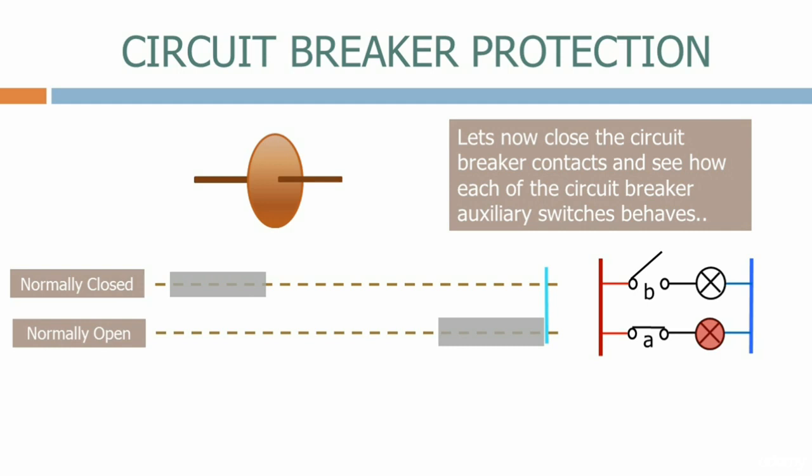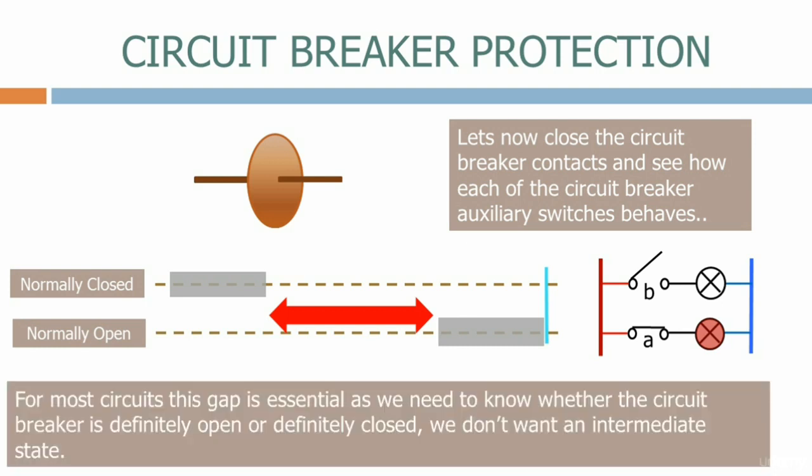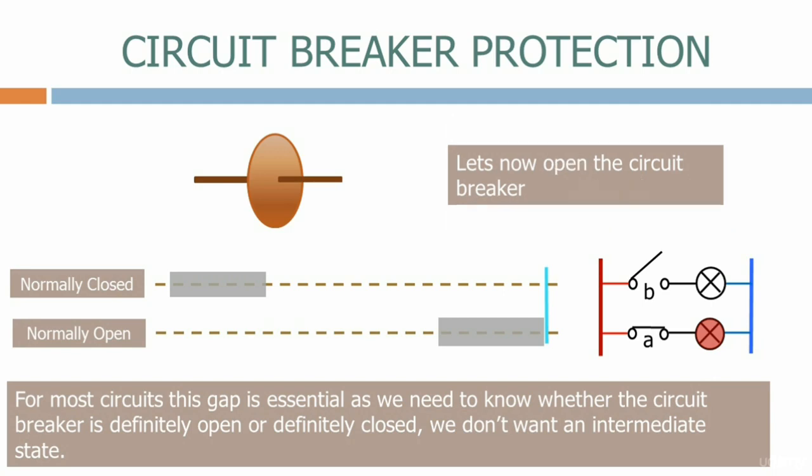As we can see, there's quite a large gap between the normally closed and normally open circuit breaker auxiliary switches. For most circuits, this gap is essential, as we need to know whether the circuit breaker is definitely open or definitely closed. We don't want an intermediate state. Let's now open the circuit breaker. As we can see, the circuit breaker auxiliary switches change state in line with the circuit breaker contacts.